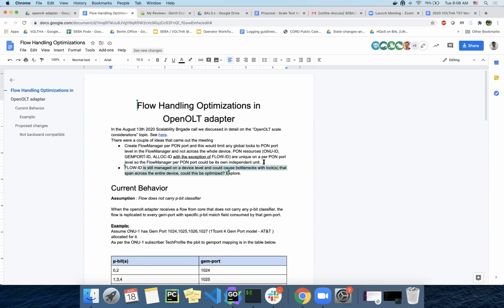So the first thing was to create the flow manager per PON port. This is actually done and is already working, but we haven't had a chance to try this out at scale. I think Tio would be trying that today. The other option was to move the management of flow ID to the OpenOLT agent itself. This is something I have a proposal in mind for, and I wanted to share it with the community and get your feedback on this one.